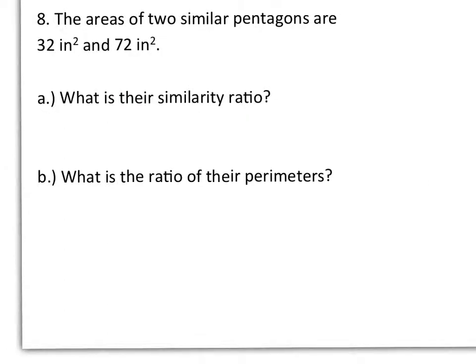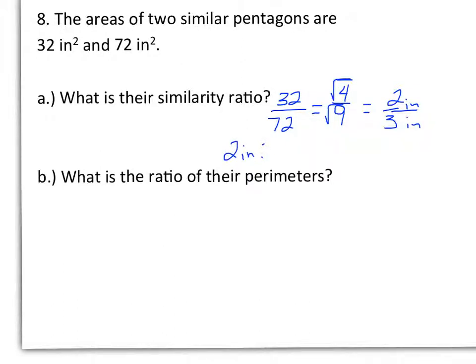In number 8, the areas of two similar pentagons are 32 inches squared and 72 inches squared. What is their similarity ratio? Okay, so let's write the ratio of their areas, 32 to 72. We can reduce this as 4 to 9. Then to find their similarity ratio, take the square root. Square root of 4, square root of 9. So we get 2 to 3. So 2 inches to 3 inches.